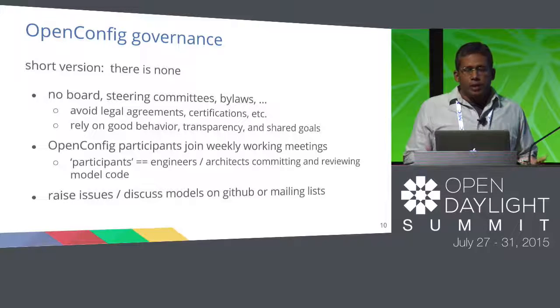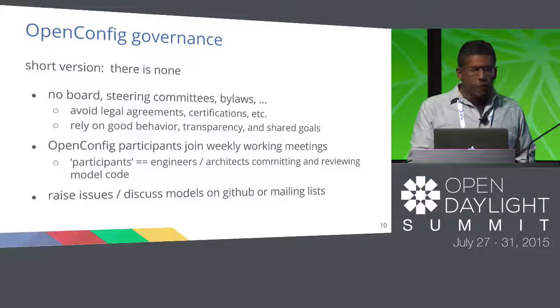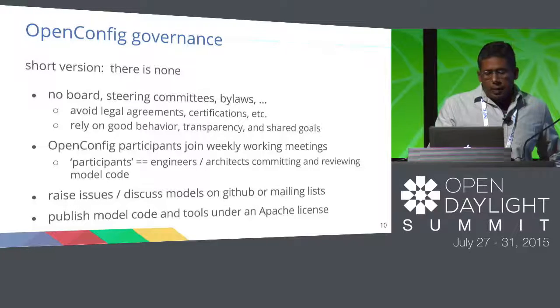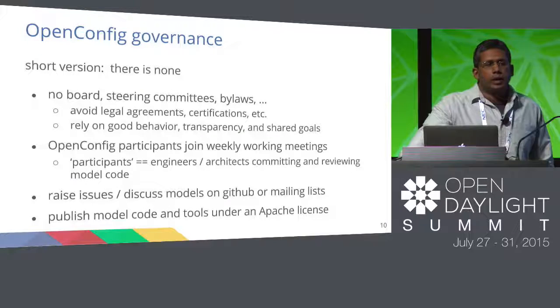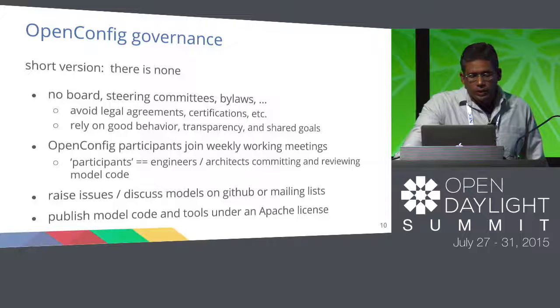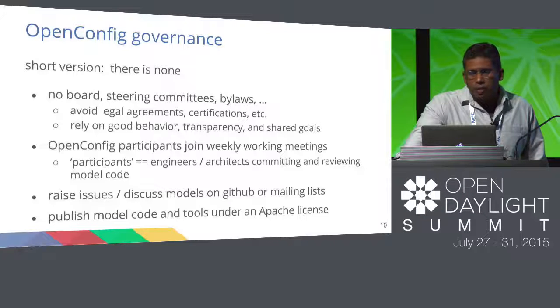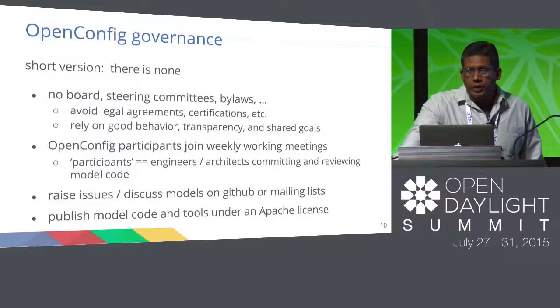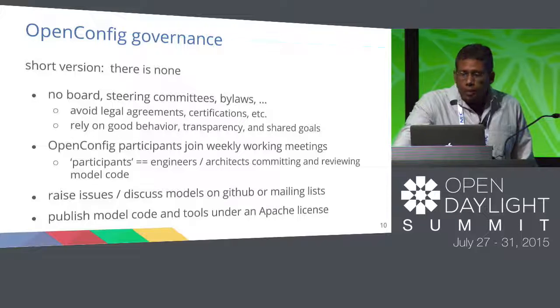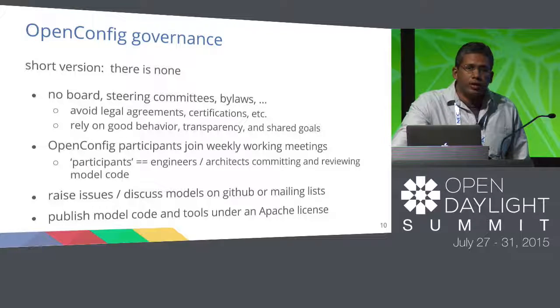So these are folks who are committing and actually reviewing model code. And then we use GitHub to raise issues and discuss the models. We have our mailing list that we use. And then we publish the model code, as I said, in a GitHub repo under an Apache license. So it's a very simple working model for this sort of collaboration. And we have some pretty big companies that have managed to work together and produce a bunch of stuff over the last year.